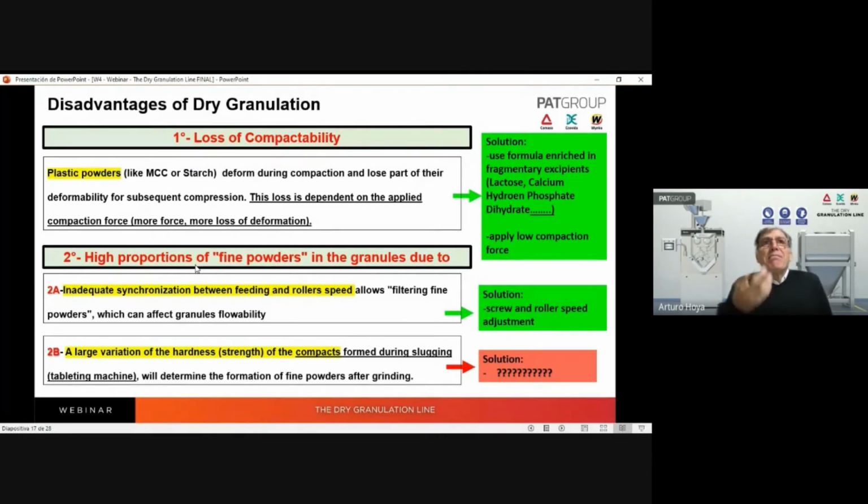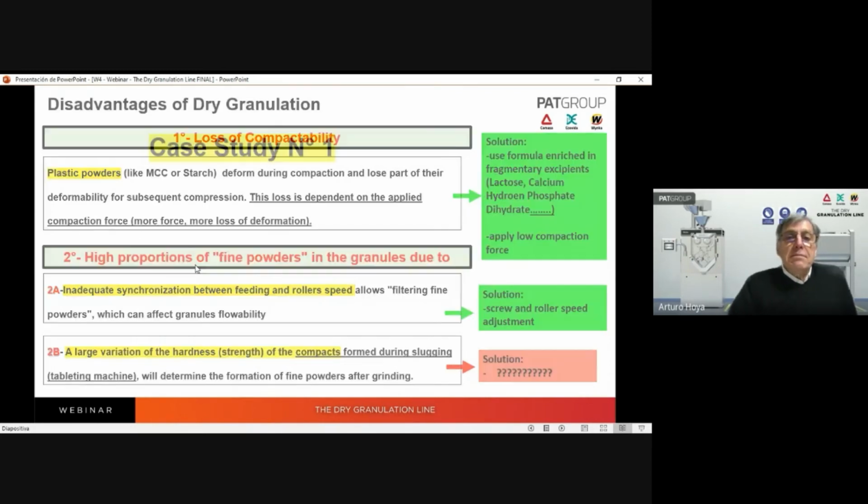And this is the principal difference between the slugging and the roller compactor. The roller compactor has a floating roll model that permits maintaining constant pressure during the process. Slugging doesn't permit obtaining constant pressure during the process. So these are the disadvantages and the solutions of some of the problems in dry granulation.